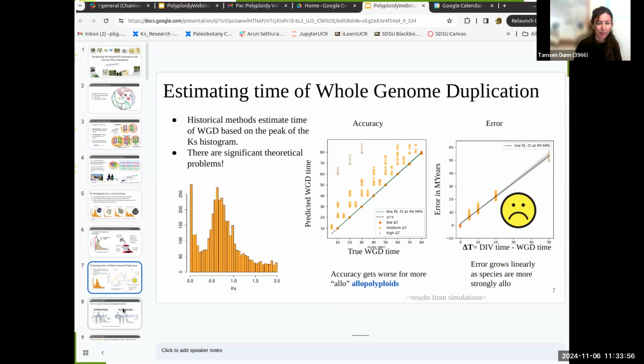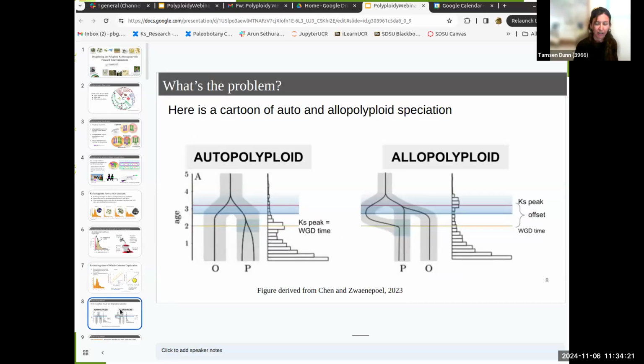So, you want to be really careful. And obviously we don't just use KS in isolation to time whole genome duplication events anymore. There's a lot of other means we can use, like synteny, or as Mike McKibben talked about last time, we can use extra information from phylogenetic trees to help pinpoint those whole genome duplications.